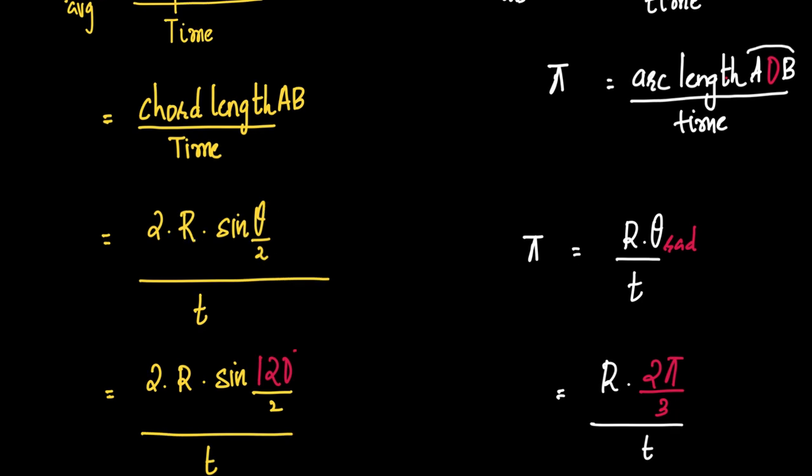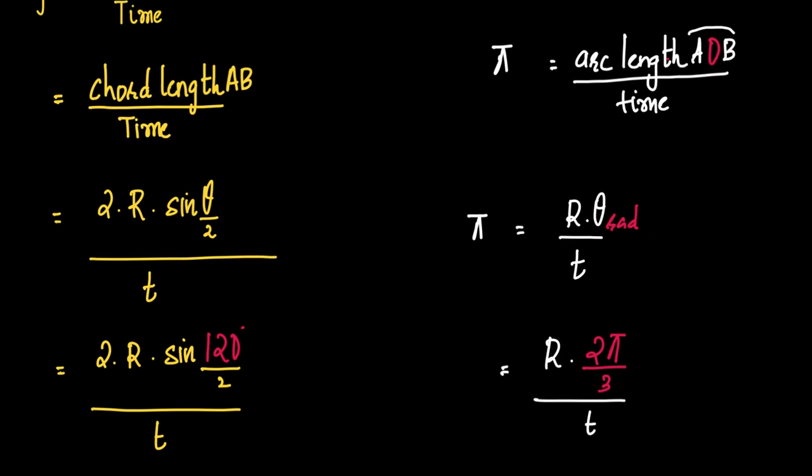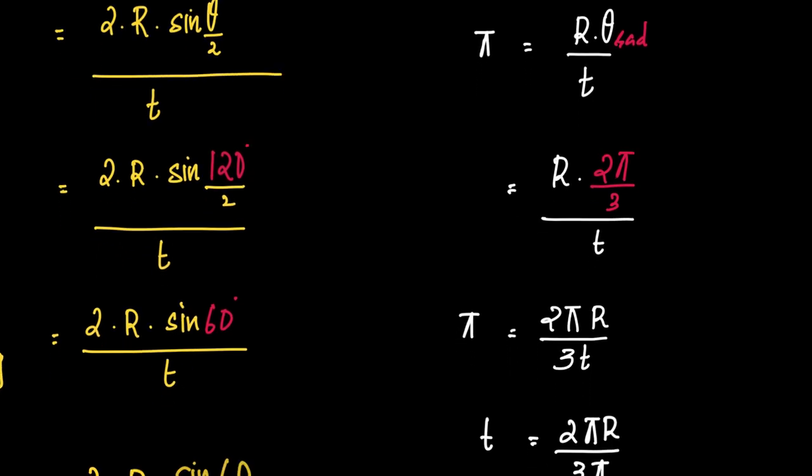Now, what is the formula for chord length? 2r into sine theta by 2. What is the formula for arc length? It is r into theta, where theta is specified in radians. What is the value of theta? 120. So sine theta by 2 becomes sine 120 by 2, which is equal to sine 60. Theta in radians is 120 degrees. So 120 degrees in radians is 2 pi by 3, right? So r into 2 pi by 3 can be written as 2 pi r by 3t.